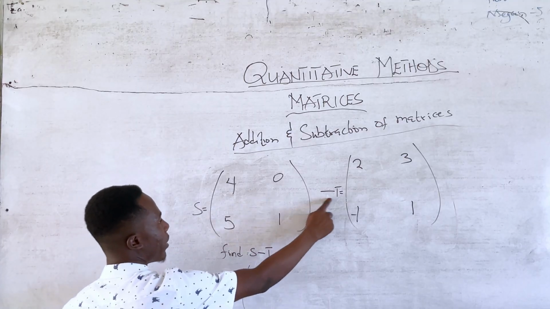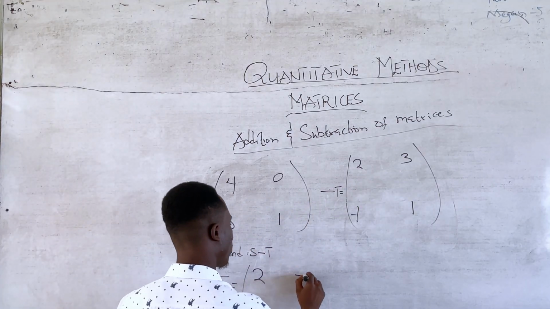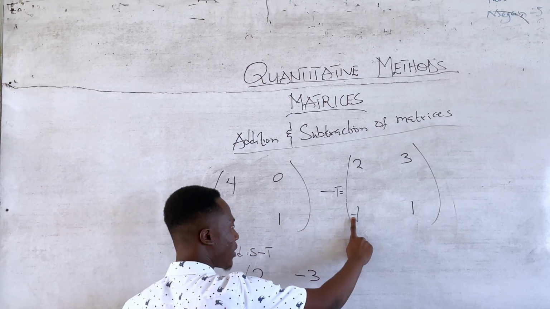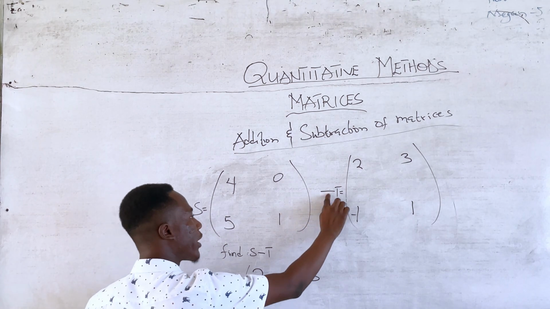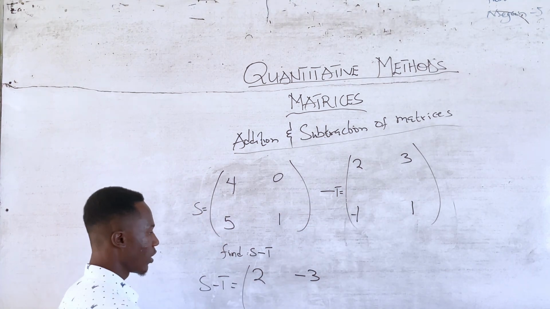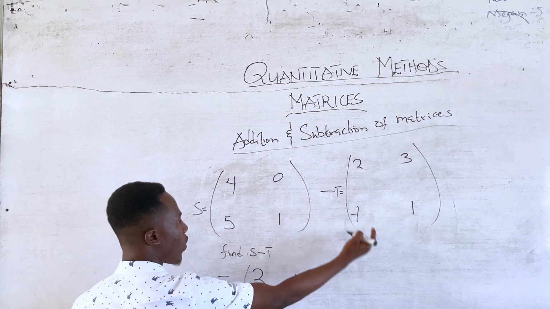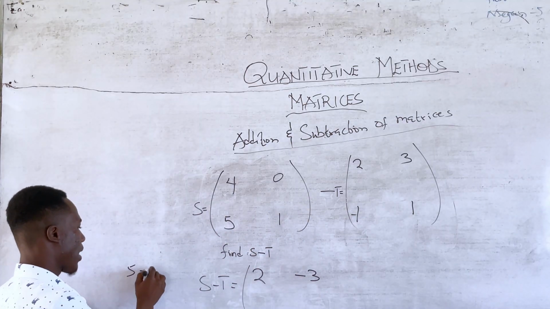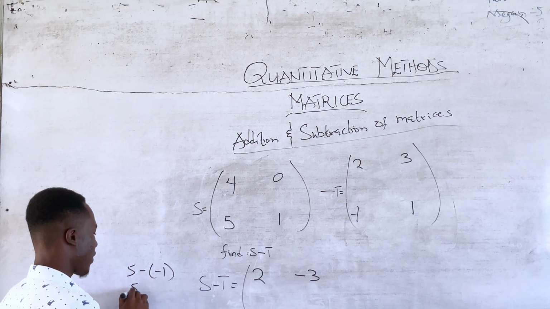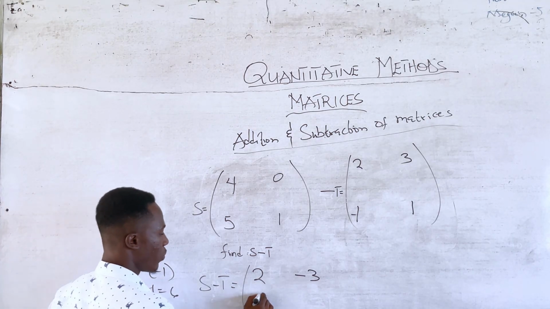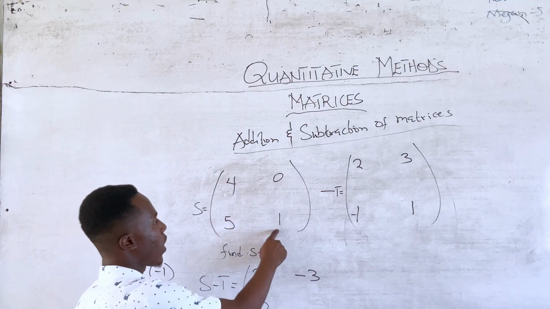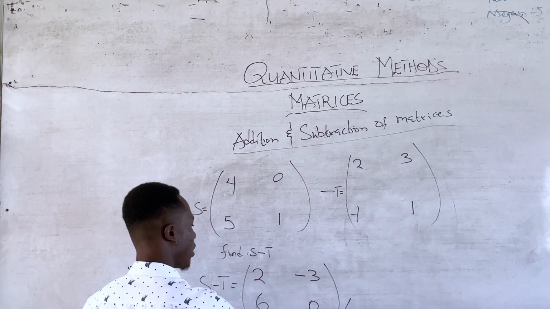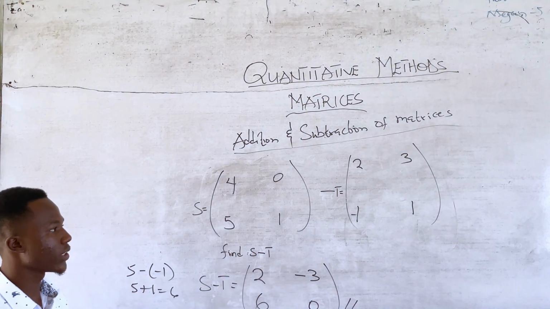0 minus 3 is negative 3. So you write your negative 3 here. 5 minus negative 1: the negative will change to positive, so it becomes 5 plus 1, which is 6. So we write our 6 here. And 1 minus 1 is 0. So we bring out 0 here. This is our final answer for S minus T.